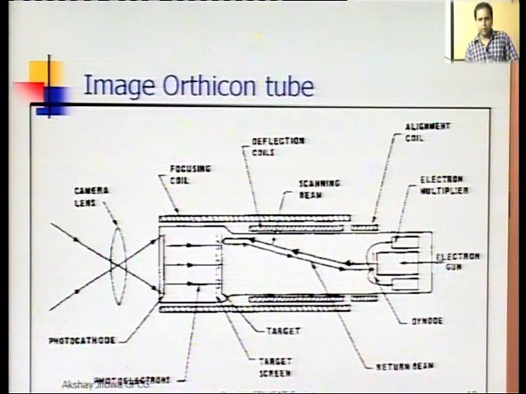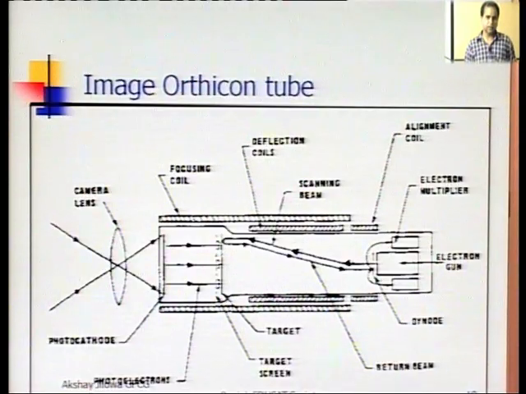Then we have electron multiplier, electron gun, return beam. As the beam strikes and then comes back, it is the return beam. This is the target face plate, this is the target screen, and these are the photo electrons. These 3 electrons, as shown here, are the photo electrons which fall on the target screen.